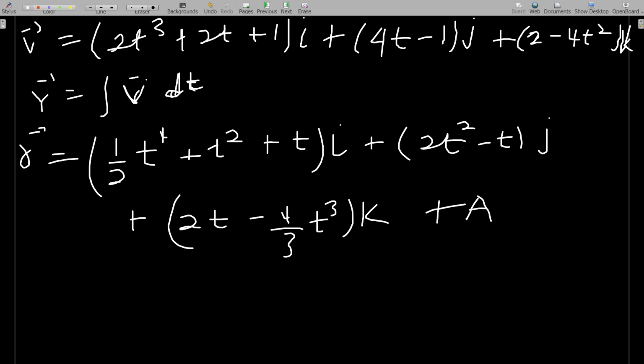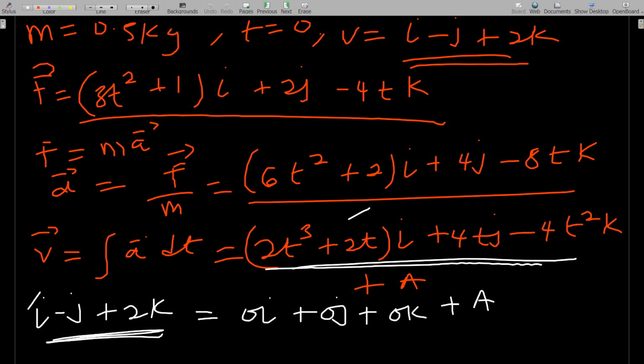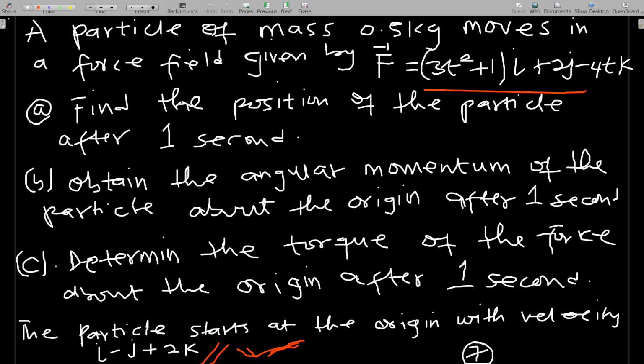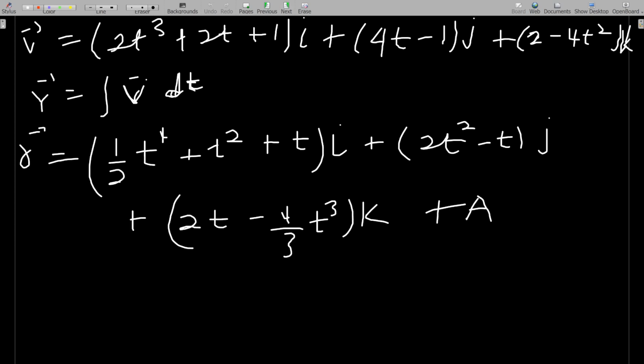Now we said that the body started from what? Find the position of the particle after 1 second. So, a particle of mass this. With the last sentence at the bottom here, it says that the particle starts at the origin with velocity. So when it starts at the origin, t equals 0, and r is also equal to the zero vector. When you put r equals 0 here and simplify, wherever you see t, put 0 there.